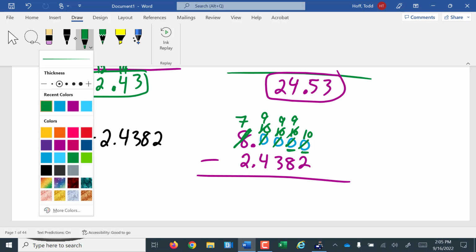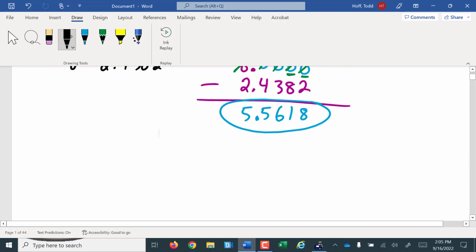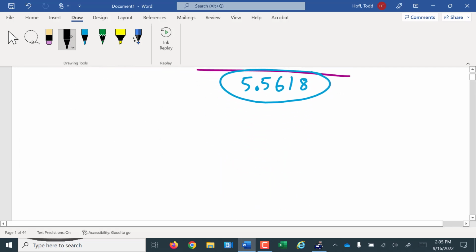Now we can go ahead and subtract. 10 minus 2, 8. 9 minus 8, 9 minus 3, 6. 9 minus 4, decimal, and 7 minus 2 is 5. Perfect. When we multiply and divide, do we need the same name?